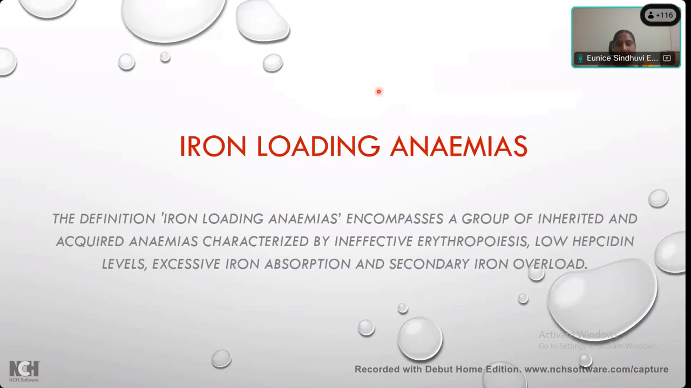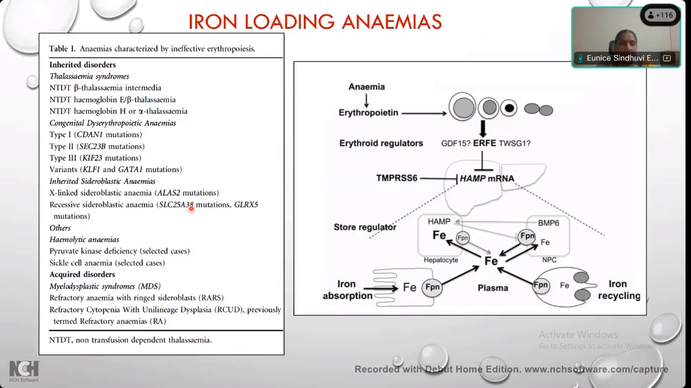So we looked at iron deficiency, we looked at iron overload. There is a group of diseases related to iron which are called iron loading anemias. So what is called iron loading anemia? The definition is that it encompasses a group of inherited and acquired anemias which are characterized by ineffective erythropoiesis, low hepcidin, and because of the low hepcidin, there is excessive iron absorption and secondary iron overload.